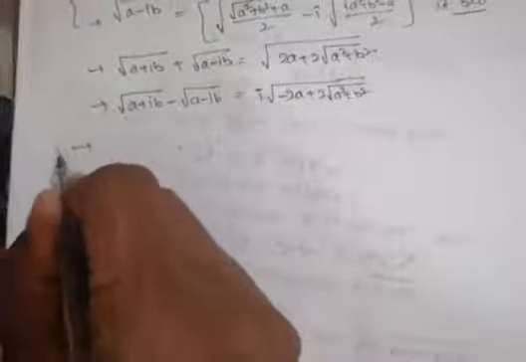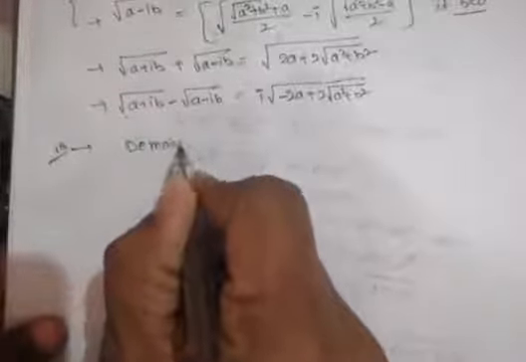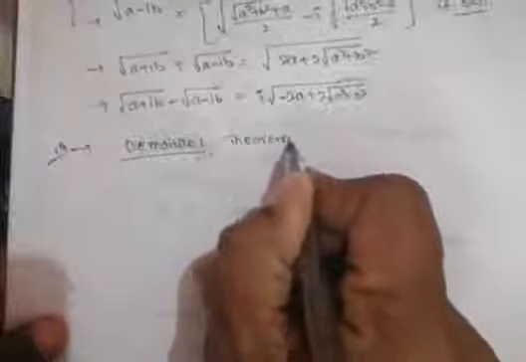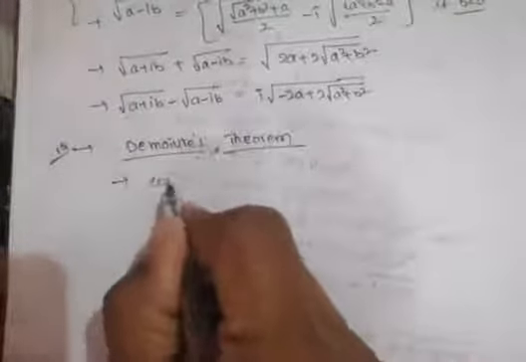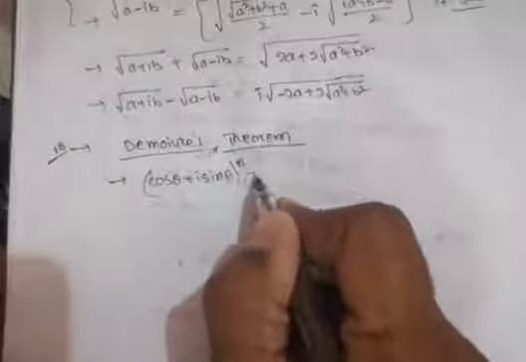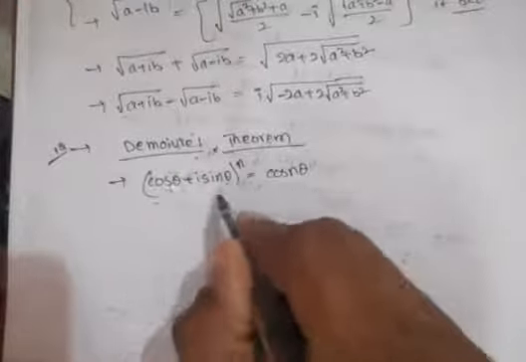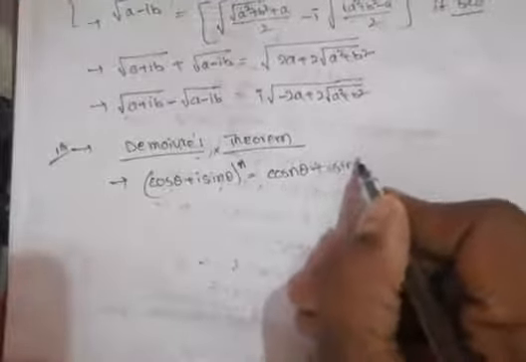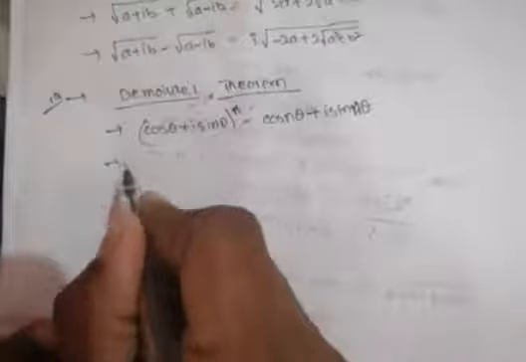And one question will appear on De Moivre's theorem. In these forms, (cos theta plus I sin theta) whole to the power of n is equal to cos n theta plus I sin n theta. When it is in the cos theta plus I sin theta form with power n, you can directly write the answer.